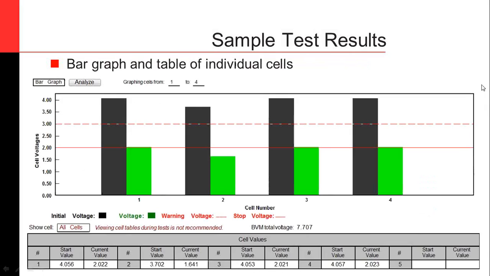And this is an example of what it would look like. This is just showing 4 cells, where the black bars, or the grayish colored bars, are my initial conditions, and the green colors are my condition of that specific cell. And I can also set up warning and stop limits, with the dotted red line being warning and the solid red line being stop. As well, we provide tables of where the values started, what the current value is, and you also have some history in there.